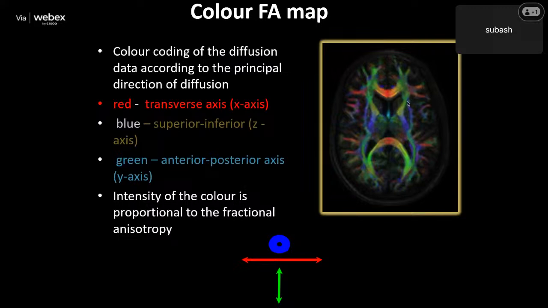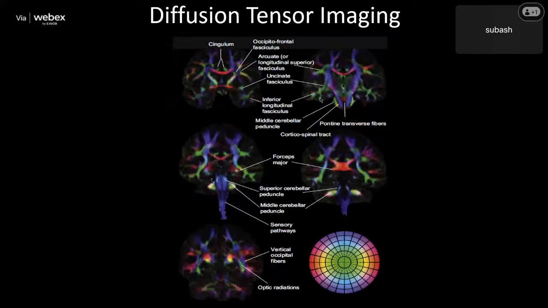So red is left to right, blue is front to back, and green is head to toe. So these are the three directions or three colors given, and then the intensity of this color will tell you about the anisotropy. If you find a very bright red color, it means it has a high anisotropy. The value is approaching one. Both of these things are depicted by the same parameters. So these are some of the fibers which have been generated here. These are the major fiber tracts in the brain which are generated using diffusion tensor imaging.